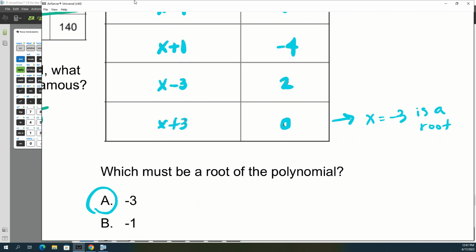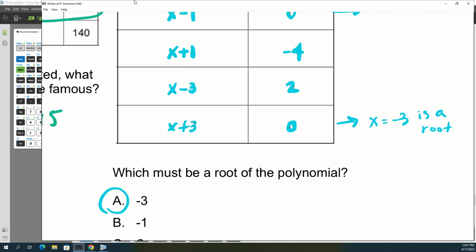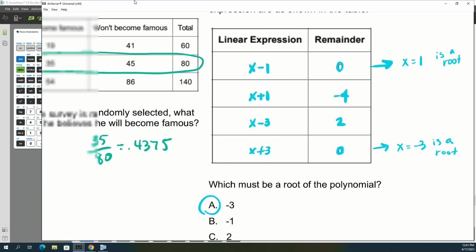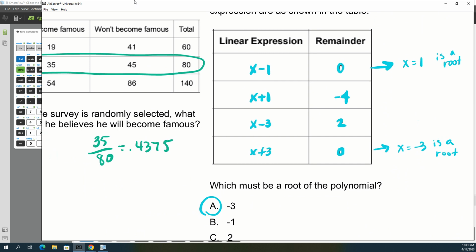All right. Do you guys have questions on any of the problems on this subpart?